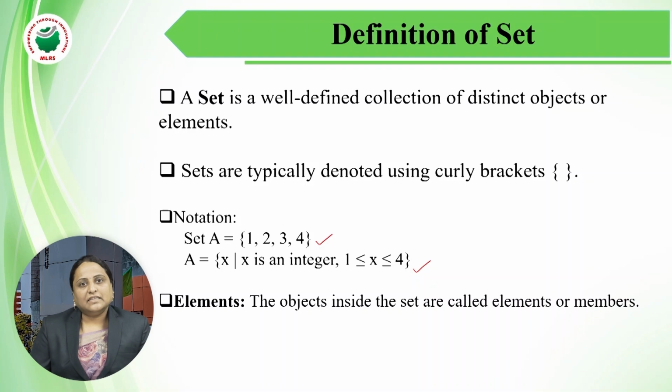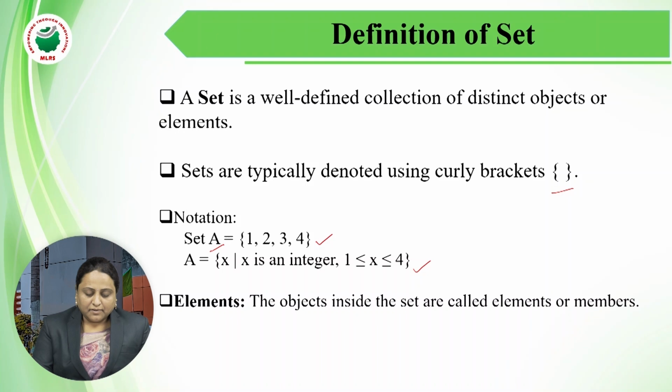It may be a set of positive integers, or a set of books, or a set of pens, or whatever it may be. So a set is a well-defined collection of elements or objects. The objects that a set holds internally are called elements of the set. So this is how a set can be represented. Every set should be denoted with a name. In our example, A is the name of the set, and sets are represented in curly braces.